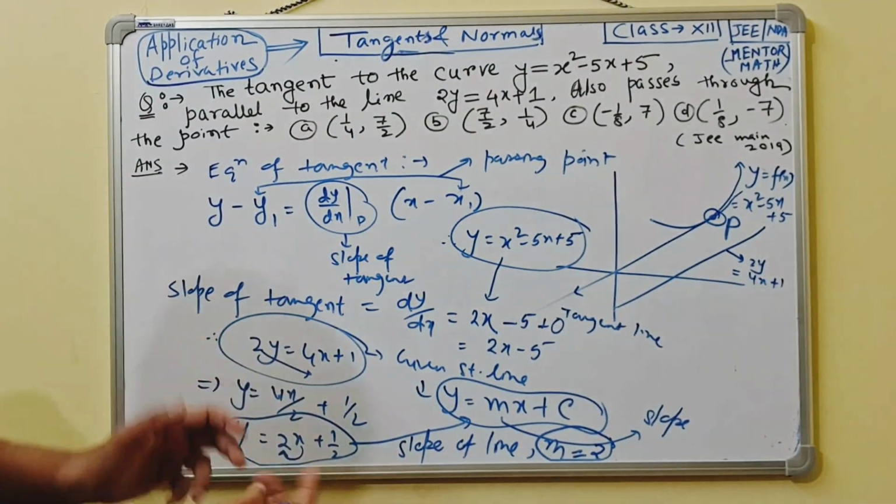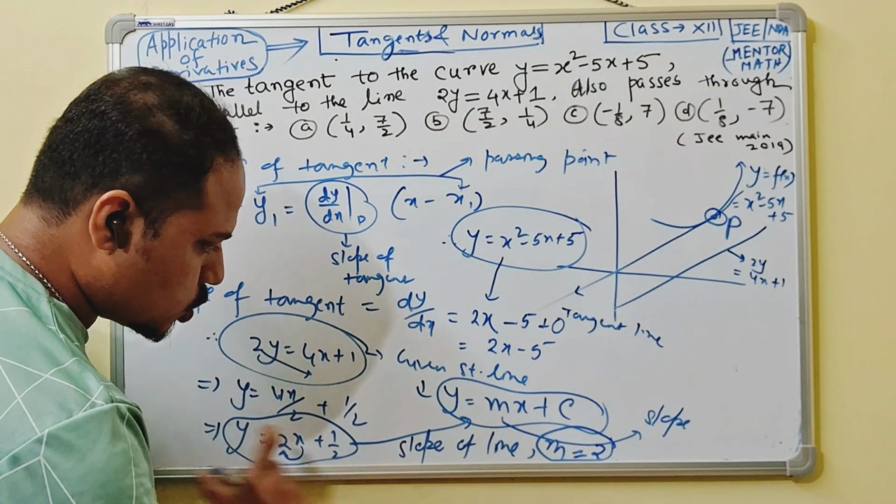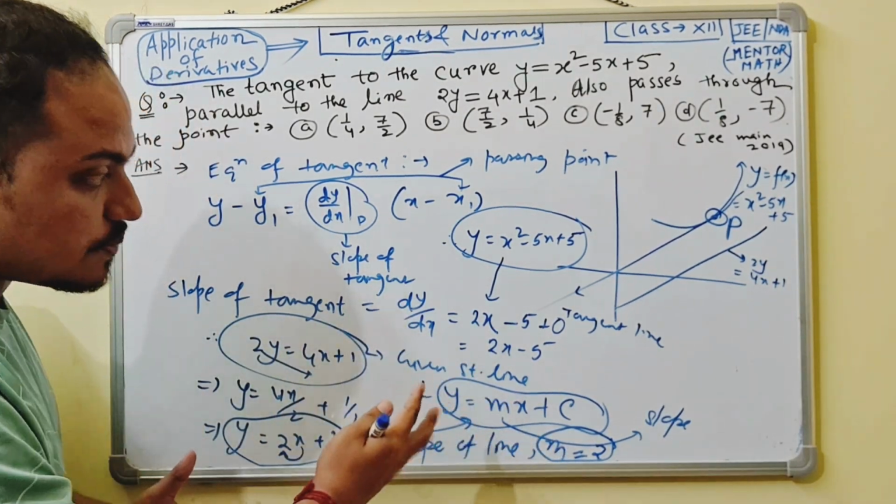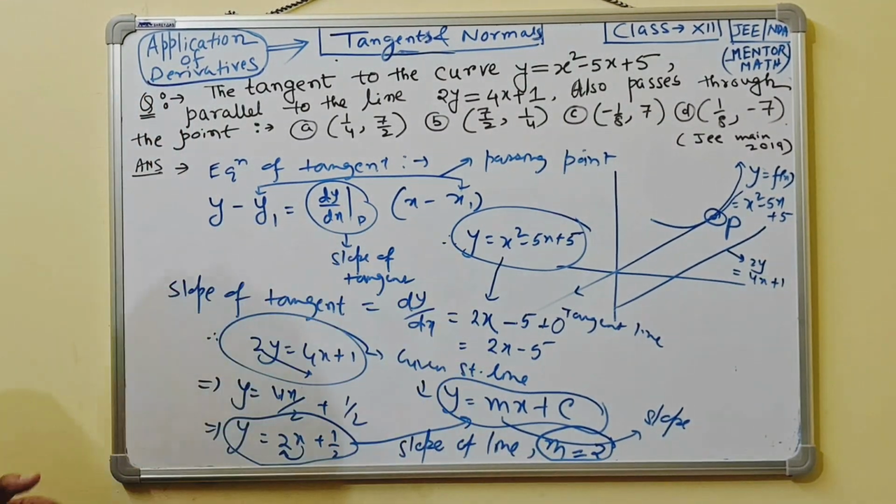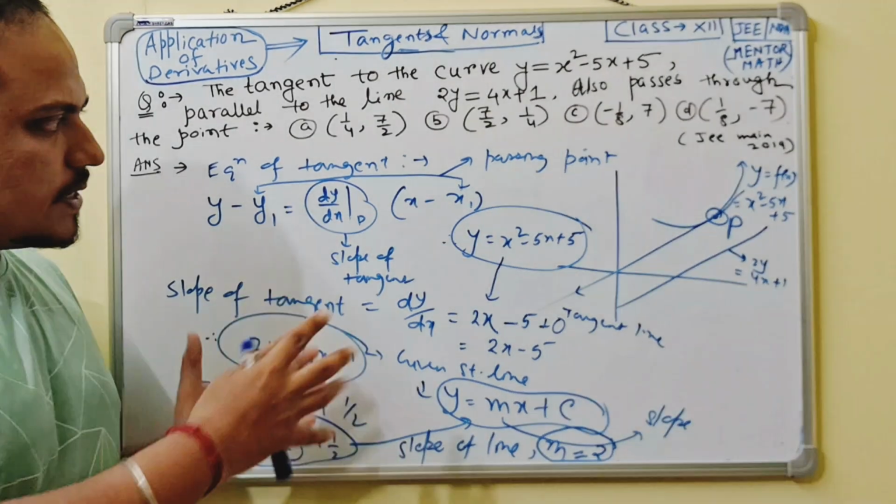So you can equate them. Slope of tangent is equal to slope of line. From that expression, you can get another expression. Okay, so copy please.